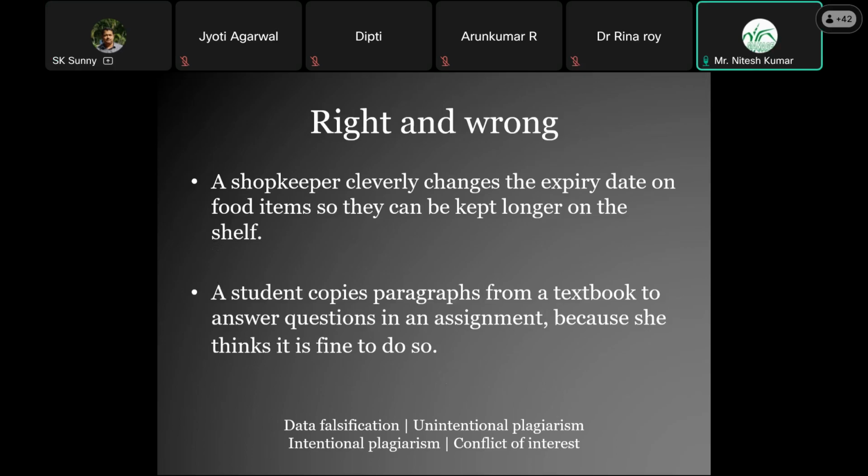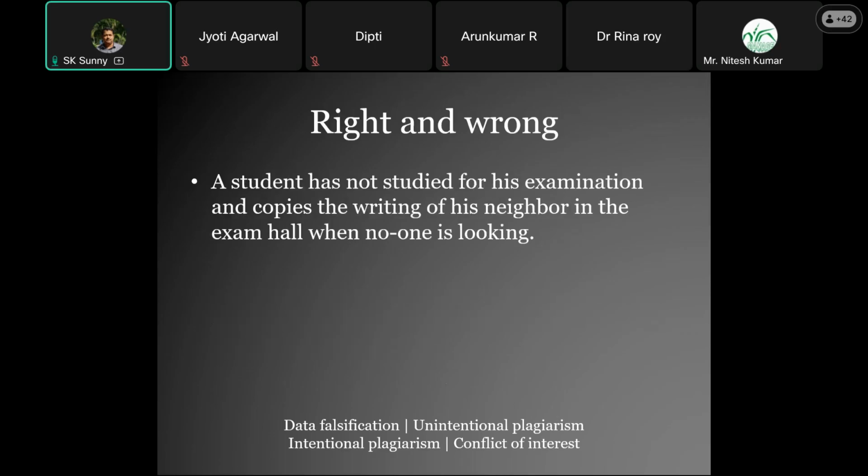I can read it for all of you. A student copies paragraphs from a textbook to answer question in an assignment because she thinks it is fine to do so. You all have to answer, right or wrong. Also wrong. It's wrong thing to do, right? Okay, fine. This one.